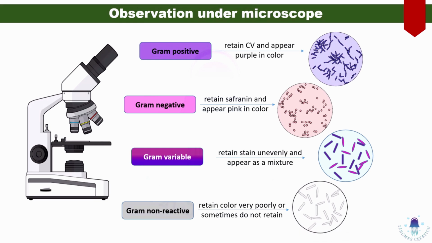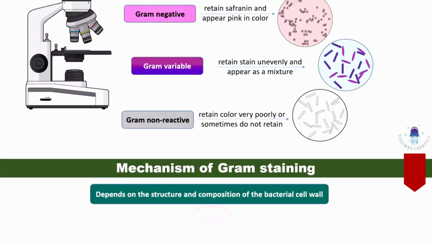Gram non-reactive bacteria retain the color very poorly, or sometimes they do not retain color at all, so they appear transparent. There is a theory behind the Gram non-reactivity: cultures that are too old, more than 48 hours, will give this Gram non-reactivity if stained. Therefore it is recommended that we use 12-hour cultures to 24-hour cultures maximum for this staining procedure.